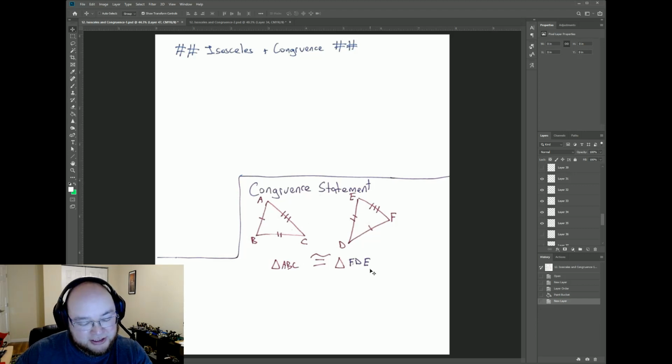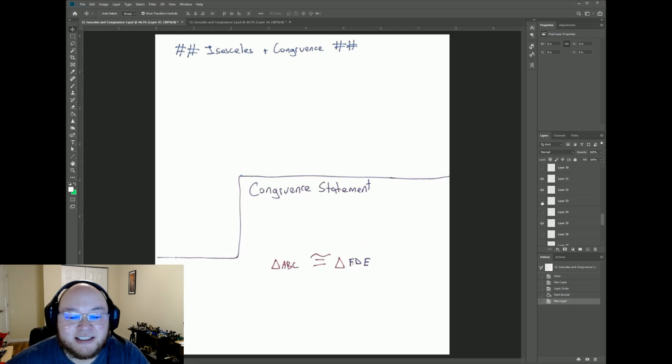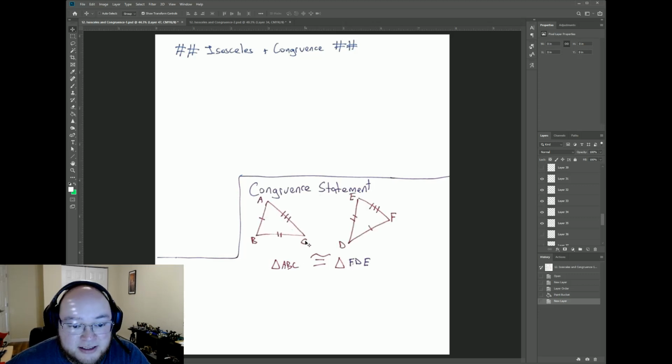Because in a congruent statement, you should be able to look and tell what's the same without even seeing the triangles. So looking at this congruent statement, I know that angle A is the same as angle F, B is the same as D, C is congruent to E. I also should be able to tell that line AB is congruent to line FD because it's the same order, same letters. Or line CA is congruent to line EF because of the order, right? So CA, 3 tick marks, EF, 3 tick marks.